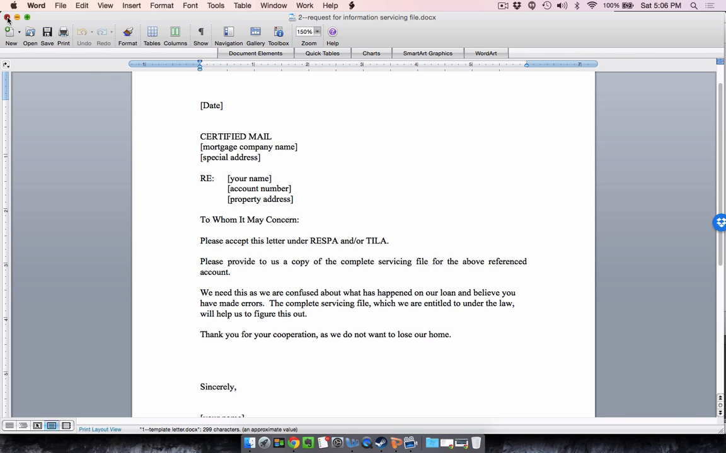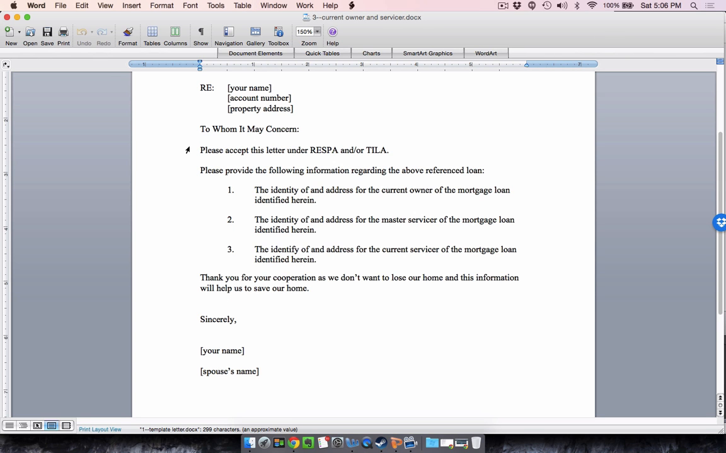All right, so another example is the current owner and servicer. There's a lot of confusion. Who actually owns your loan? I took out a loan from a particular bank, and that's who I made my payments to, and then it switched to another company, I made my payments there, then it switched back to the original company, and then I got a letter from Fannie Mae, and this just goes on and on. So it's like, well, who is the owner? We want to know, and you're entitled to know.